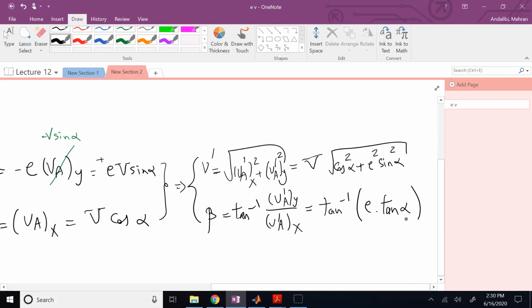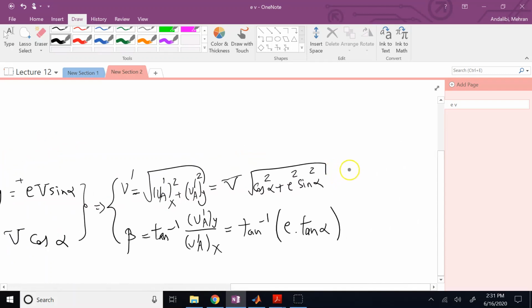And since E is less than 1, beta is going to be less than alpha. And since, again, E is less than 1, V prime is going to be less than V. So clearly, this is going to be less than V, and this is going to be less than alpha. If you found bigger bouncing velocities or bigger bouncing angles or projectile angles after impact, something is wrong. Something is messed up. Okay, so please keep that in mind.